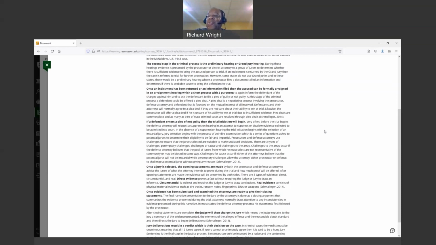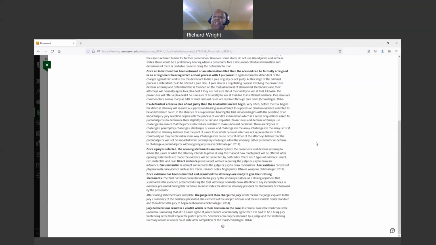And then the last one is challenges to the array. That is saying that the panel as a whole, looking at it, does not represent the cross section of the community. Once the jury is selected, opening statements are made, which are not evidence. These are just what you intend to prove. The defense attorney and the prosecution both give them. And then it goes into the trial itself.